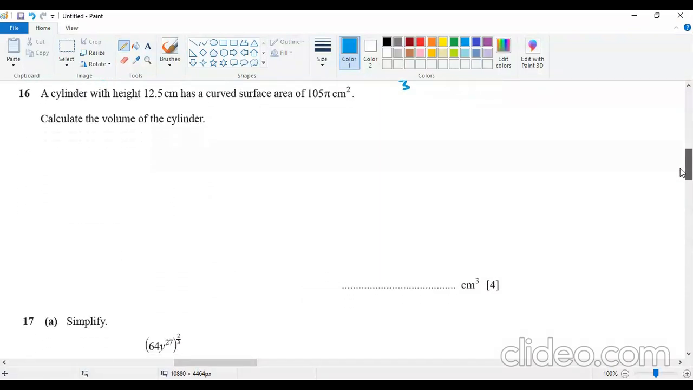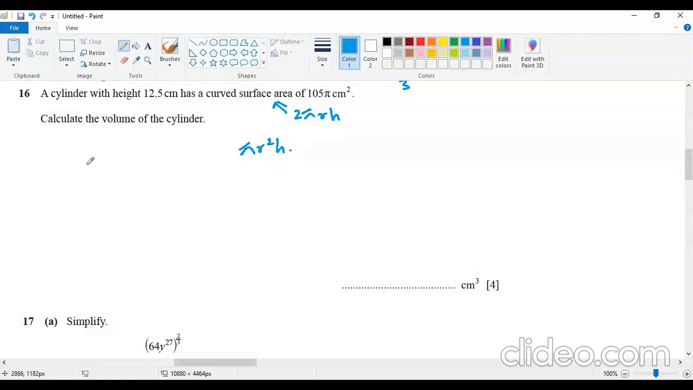Now, in question number 16 it says the cylinder with the height 12.5, height is already given, and the curved surface area of 105 pi square centimeters. Calculate the volume of the cylinder. So the surface area formula you know very well. The curved surface area formula is 2 pi r h, and the formula for volume is pi r square h.